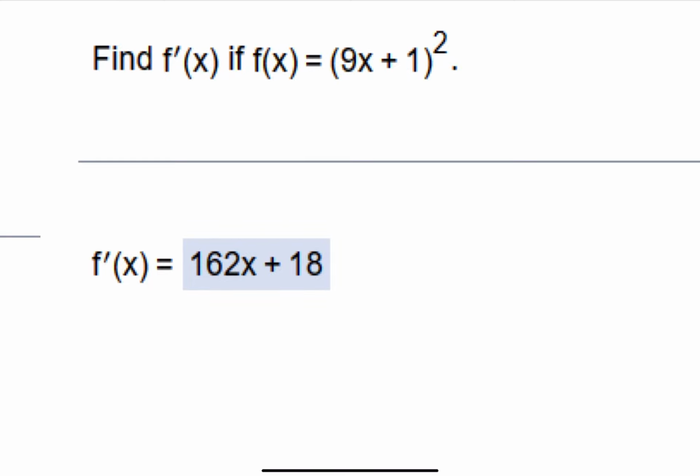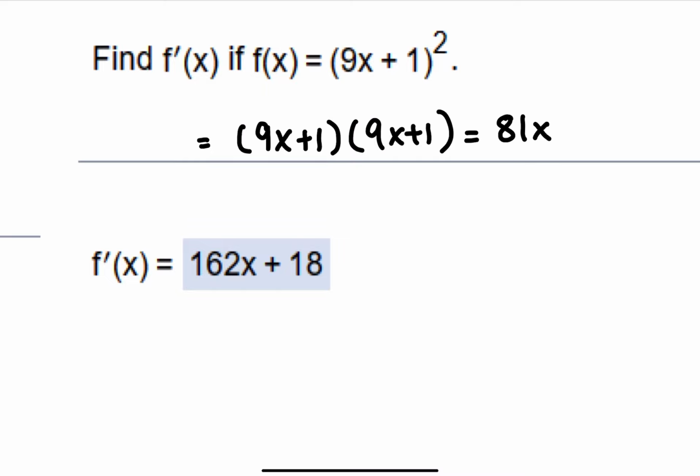It kind of looks complicated, but this is the easiest one. Let me show you how. 9x plus 1, whole squared. To keep my life simple, I will go ahead and expand. And what do I get? I get 81x squared plus 18x plus 1. Now all you're doing is finding the derivative of each term. Just by expanding it, it makes your life so much easier.